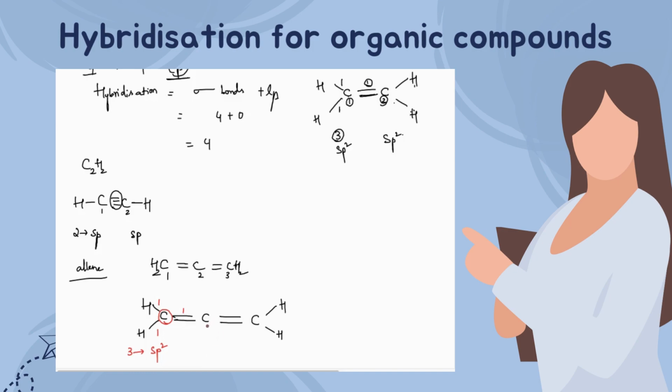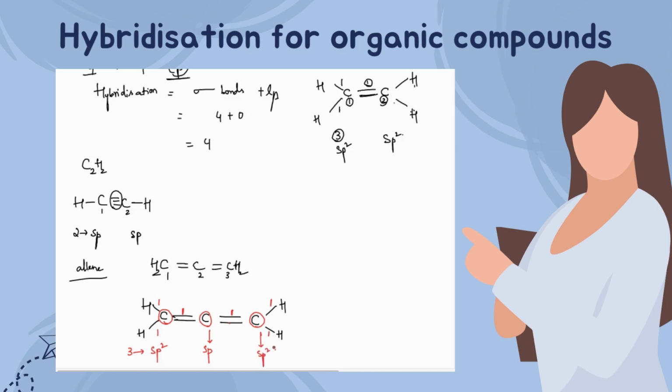Now look at the middle carbon, that is the second carbon. There is a double bond on the right hand side, another double bond on the left hand side. So 1 plus 1, you have to consider it as 2. When the value is equal to 2, the hybridization is sp. Similarly, look at the third carbon. There's one CH bond, one more CH bond, and one C double bond C. So altogether it is equal to 3. So the hybridization is sp2.